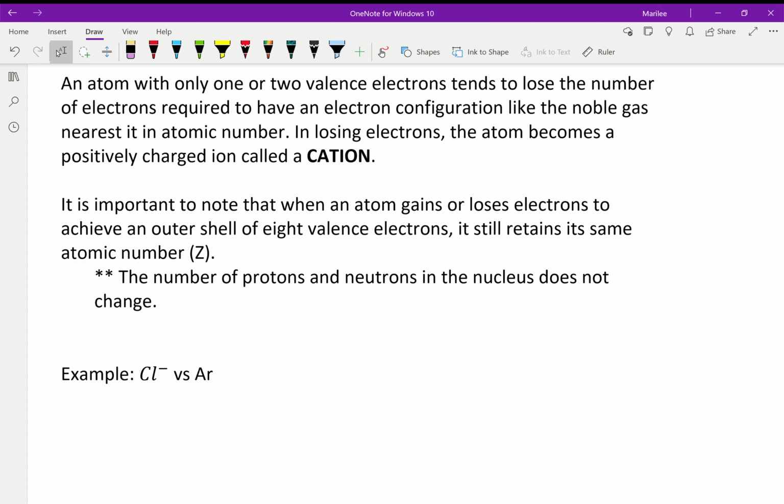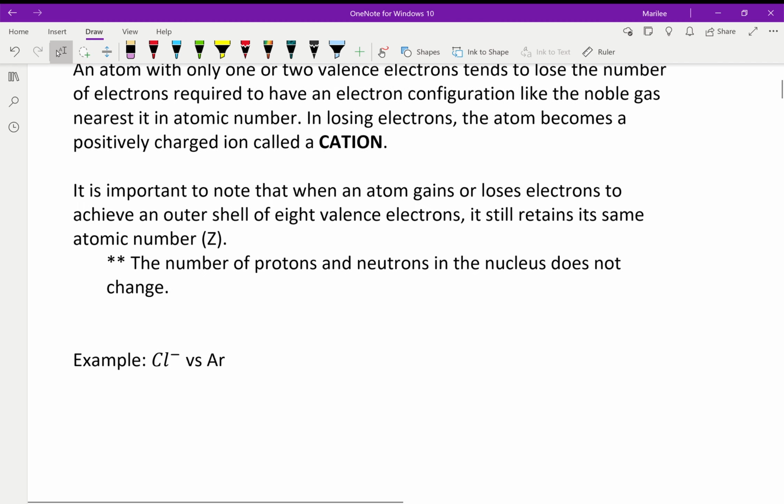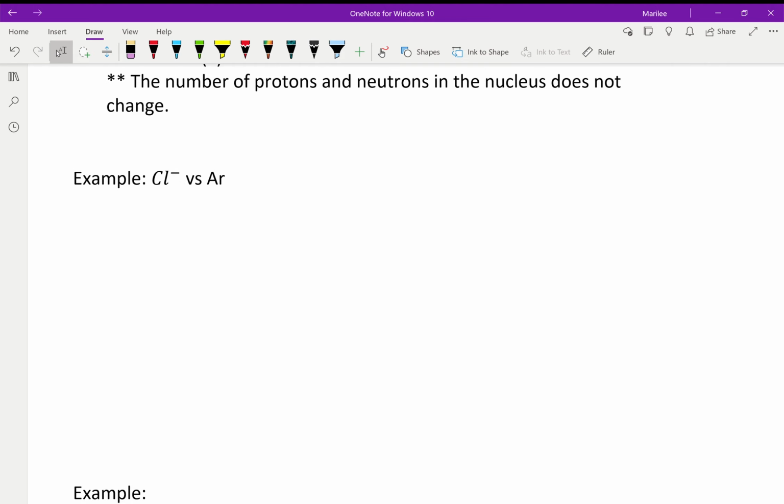It is important to note that when an atom gains or loses electrons to achieve an outer shell of 8 valence electrons, it still remains the same atomic number. Meaning that the number of protons and neutrons in the nucleus stays the same. So let me do an example here so you can understand. We have Cl- versus Ar, right?